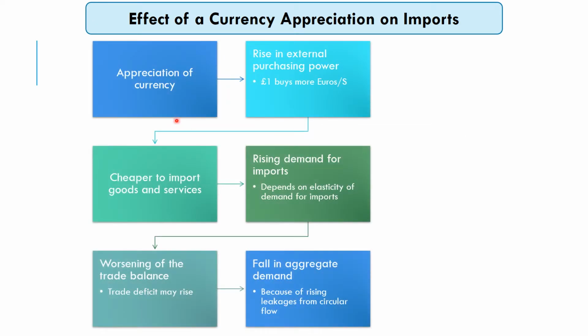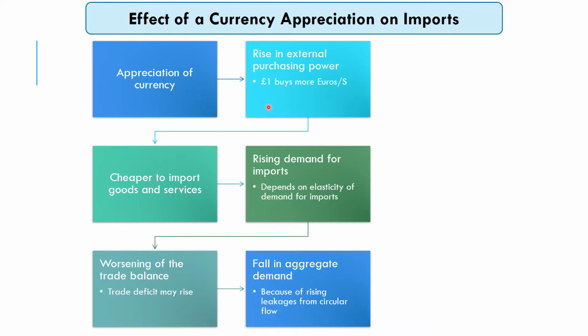Well, if the currency appreciates, this might be the line of analysis that we would take. It means a rise in external purchasing power. £1 buys more euros or dollars, whatever other currency. This makes it cheaper to import goods and services, leading to rising demand for imports, although we may note that actually this depends on the elasticity of demand, which would lead to a worsening of the trade balance. A trade deficit may rise, and a fall in aggregate demand because of rising leakages from the circular flow.